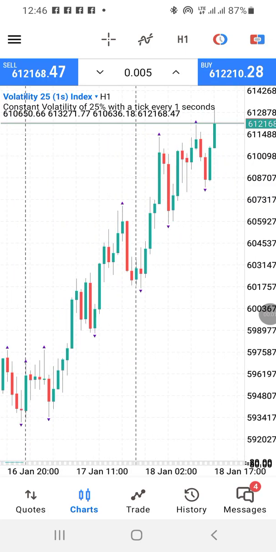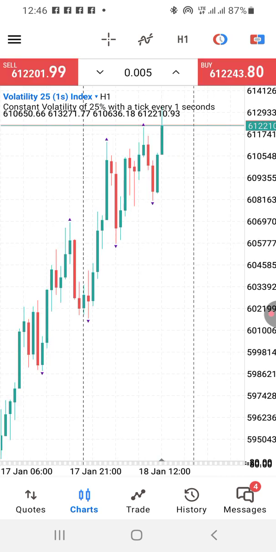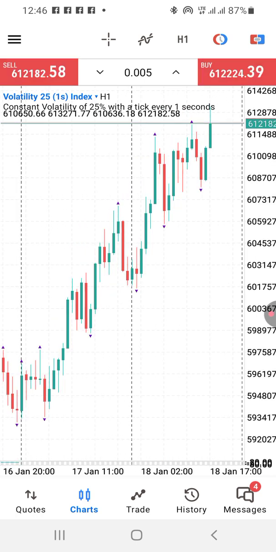Okay, good day. So now we are going to talk about fair value gap. Keeping it simple, a fair value gap is basically a gap within the market. It is internal liquidity. Liquidity is where we are looking to tap into the market for entry, and one of the entry models is the fair value gap.